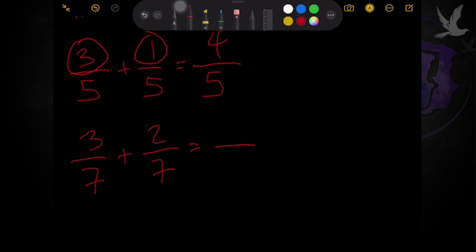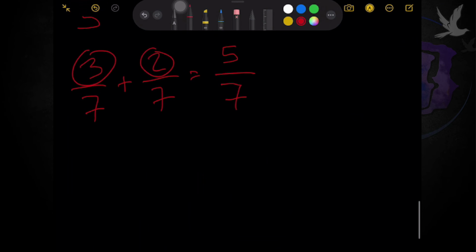So, if you notice again, our denominators are the same. So, you just need to copy your denominator and then all you need to do now is add your numerators, which in this case is 3 and 2. 3 plus 2 will give you 5. So, our final answer is 5 over 7.